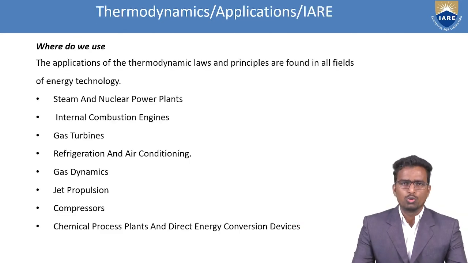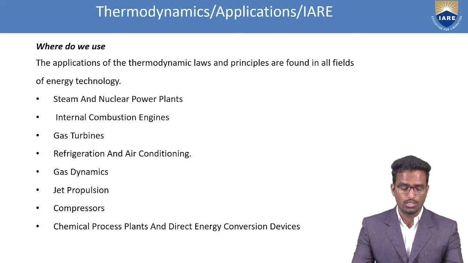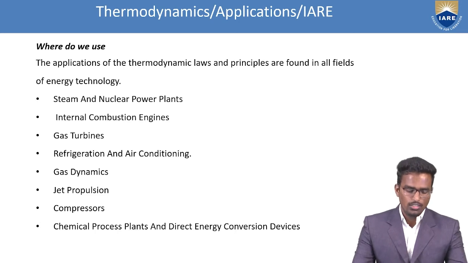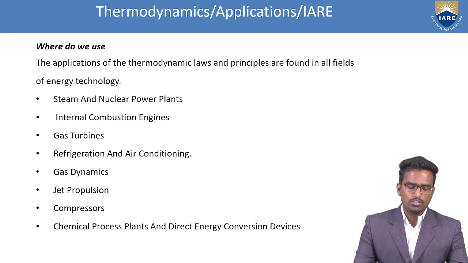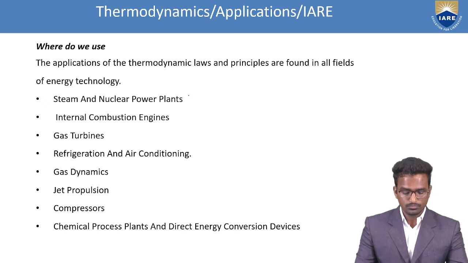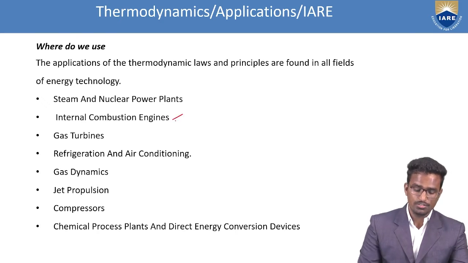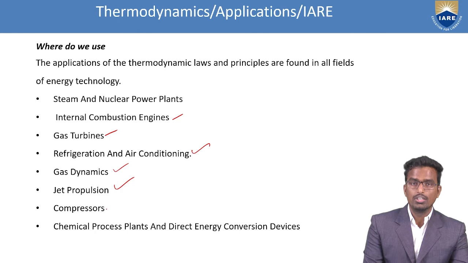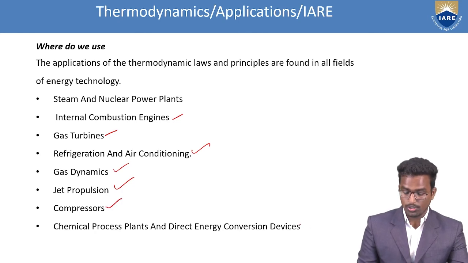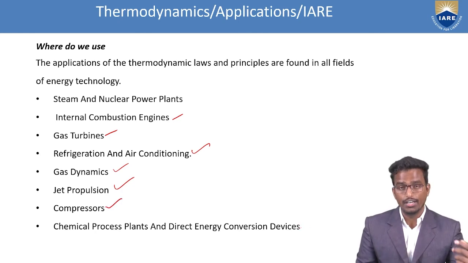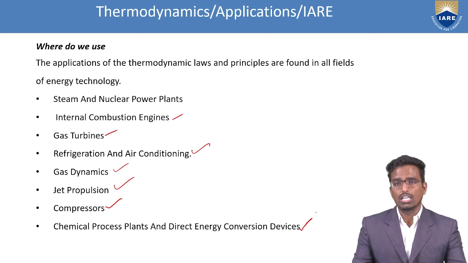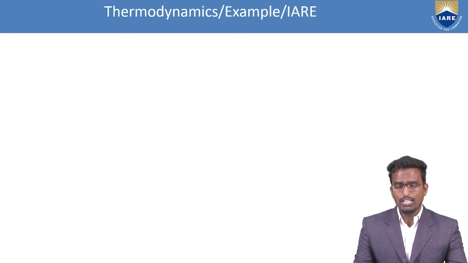Where do we use thermodynamics? What are its applications, how do we use it in real life, and where do we observe it in day-to-day life? We'll explain one by one. Steam and nuclear power plants, internal combustion engines, gas turbines, refrigeration and air conditioning, gas dynamics, jet propulsion systems, compressors, and chemical processing units or any direct energy conversion units. There we use thermodynamics, and we'll discuss them one by one.